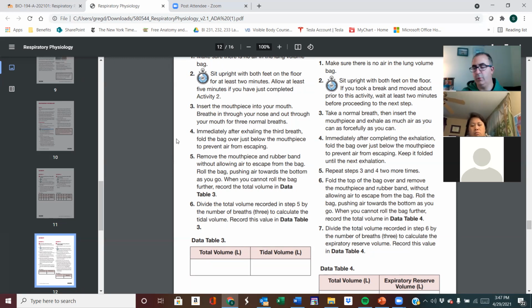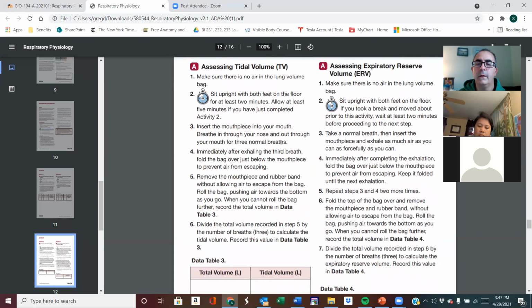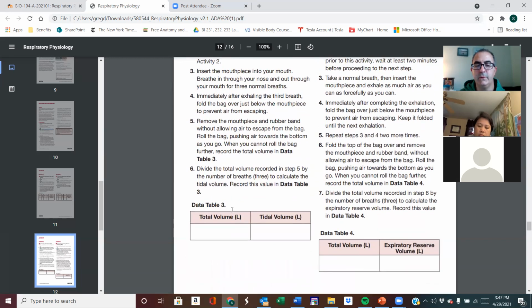Your tidal volume is just normal, regular breathing, right? You're not taking a deep breath in, you're not taking a deep breath out. When I breathe into this bag 3 times, fold up the bag, take that number, whatever that number is, divide by 3. So mine's about 400 mils. I think average is about 500 mils. And I'm a little sick right now, so I'm okay. So that's one number. That's what you're going to record in table 3.